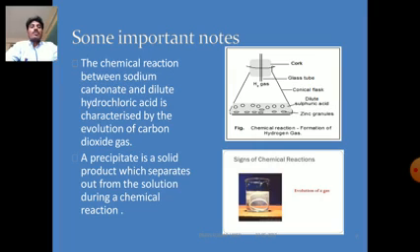Some important notes. For example, the chemical reaction between sodium carbonate and dilute hydrochloric acid is characterized by the evolution of carbon dioxide gas. We take one conical flask and a cork. We add dilute sulfuric acid and zinc granules to the conical flask. The zinc granules react with the dilute sulfuric acid and create hydrogen gas. A precipitate is a solid product which separates out from the solution during a chemical reaction.